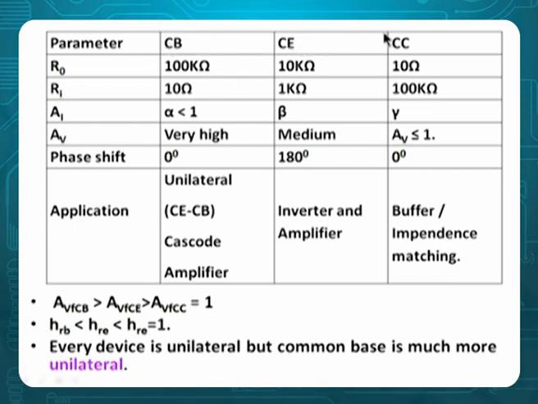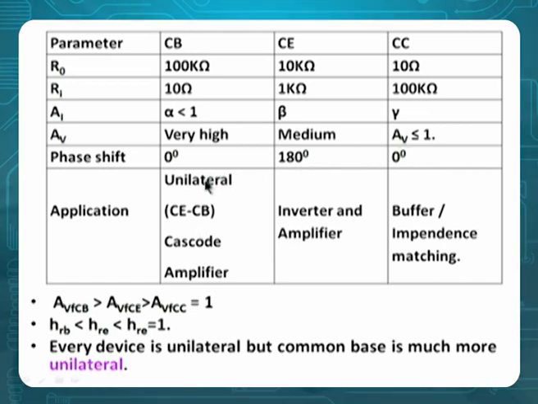Common base, common emitter, common collector. As I told you just now, 100 kilo became 10 kilo and 10 ohms. 10 ohms is increased to 1 kilo and hundreds of kilo. Current gain is less than or equal to 1, beta is medium, gamma is 1 plus beta, high. Voltage gain is very high, medium, less than or equal to 1. Phase shift is 0 here, 180 here, 0.